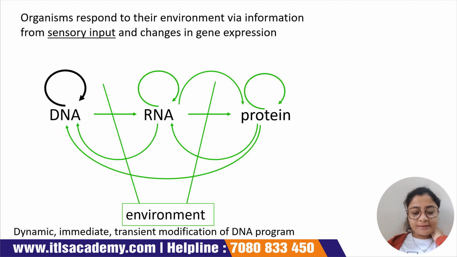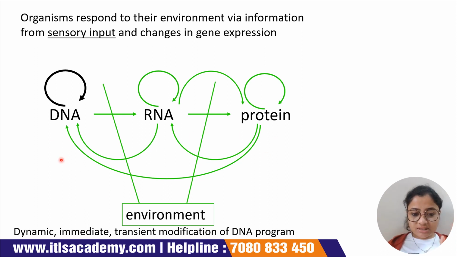Moving forward, there is a very important role of environment in controlling this central dogma. Environmental factors, genetic factors, and also evolutionary factors are there. Organisms respond to their environment via information from sensory input and changes in gene expression. Sensory input means something which is coming from the environment, the environmental component, and that will lead to changes in gene expression. Changes in gene expression will ultimately affect the central dogma.